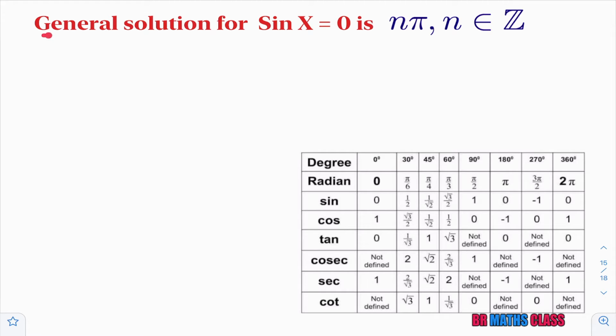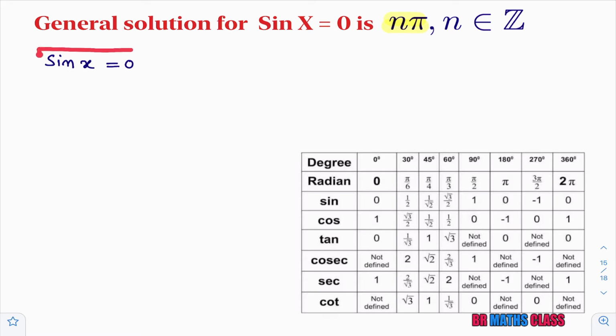You observe, the general solution for sin x equal to 0 is n pi. This is very important. We use it very frequently. Here, what is n? n is an integer. Why is the general solution for sin x equal to 0 n pi? We will discuss that. First, I'll take the trigonometric equation sin x equal to 0.